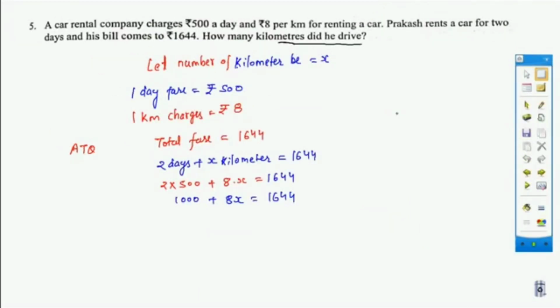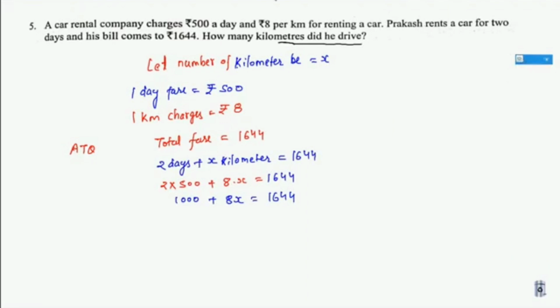Next question. A car rental company charges rupees 500 a day and rupees 8 per kilometer for renting a car. Prakash rents a car for 2 days and his bill comes to rupees 1644. How many kilometers did he drive? Students, we have given the charges for a day.